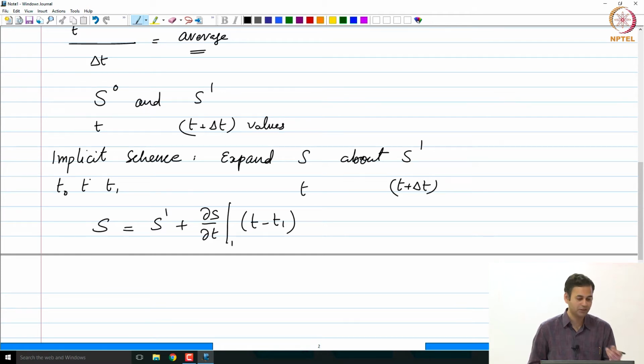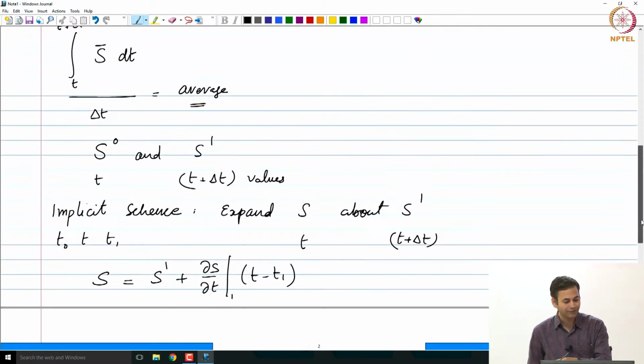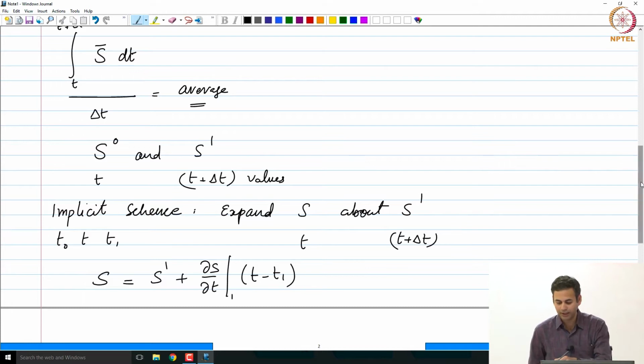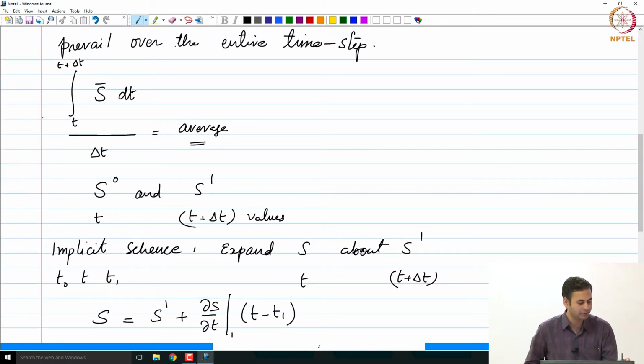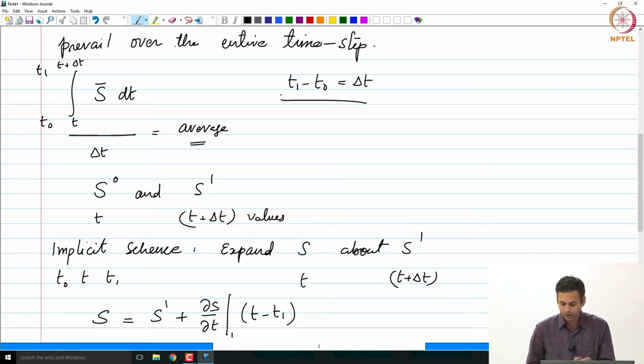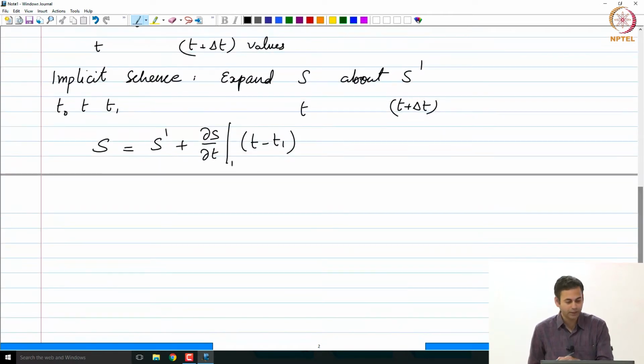Now, we are interested in calculating the integral of S dt over the range t to t plus delta t, or I can write this as T0 to T1. That is what we are interested in. T1 minus T0 would be delta t, right. T1 is the final value after the delta t, T0 is the previous value between the time steps.